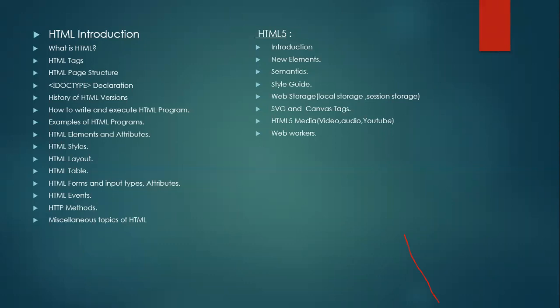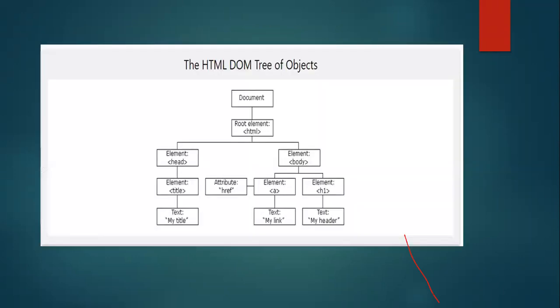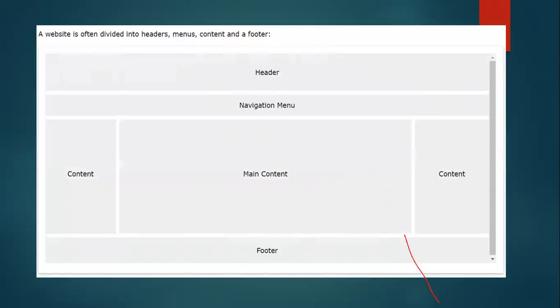Next, HTML styles: how you can give styles. Style is one attribute you can use to give inline styling. By using the style keyword on HTML elements we can give the styling. Normally, what is the HTML layout? We have given a screenshot here. This is about layout. This is the basic structure of any HTML page, right?